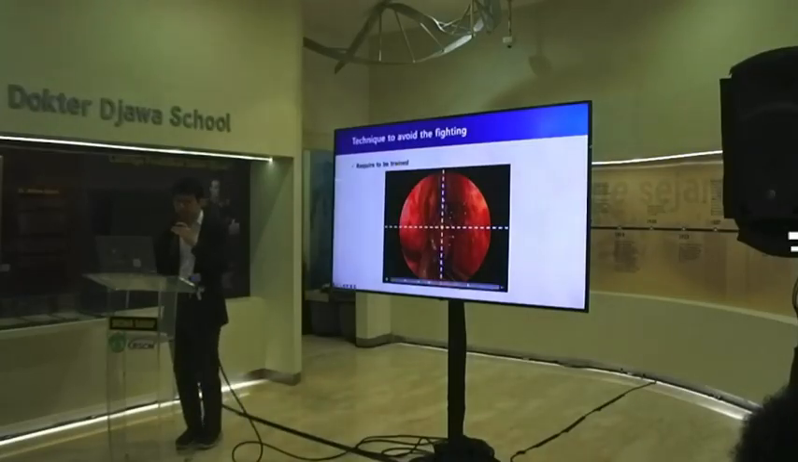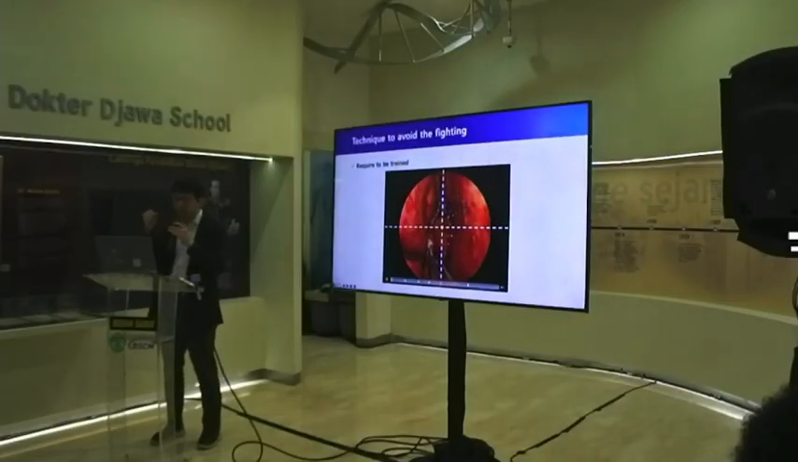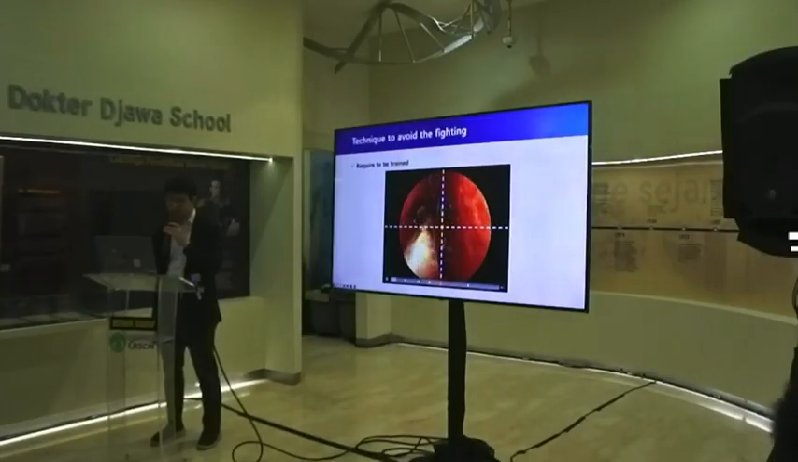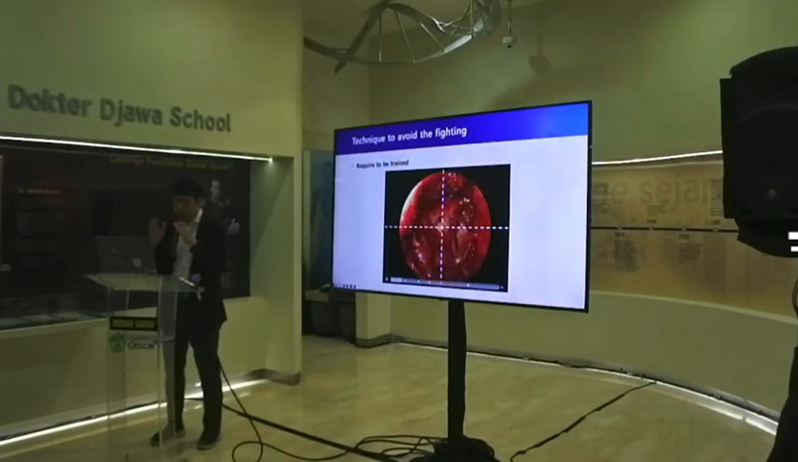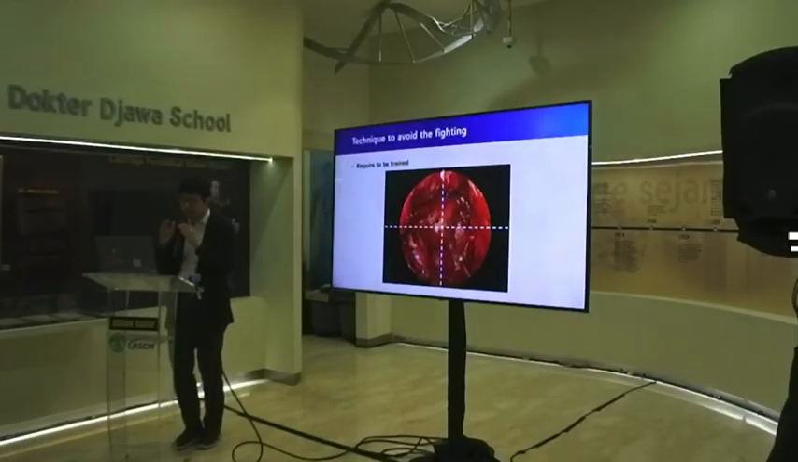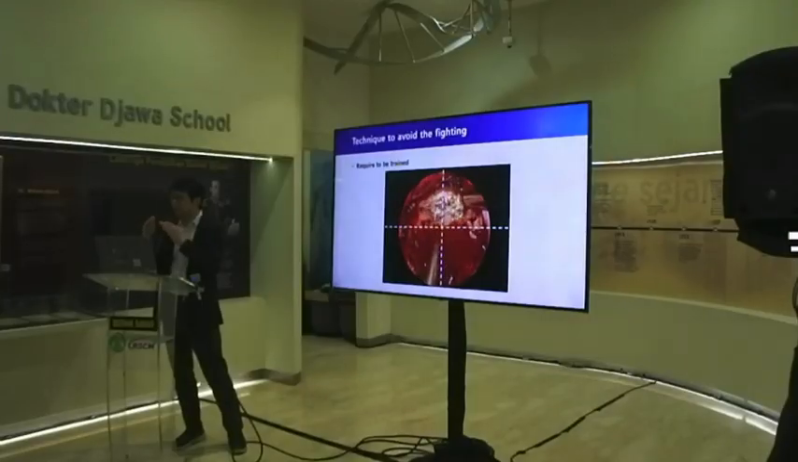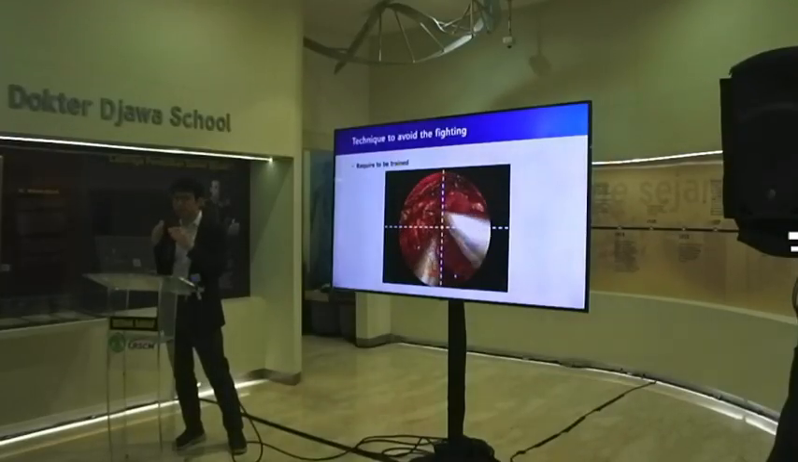And this video clip shows how to manage the surgical view through the endoscope. Always keep some space in the center, and the instruments will be located on the outside of the endoscopic view. Making some space in the center of the surgical endoscopic view can prevent fighting with the instruments.